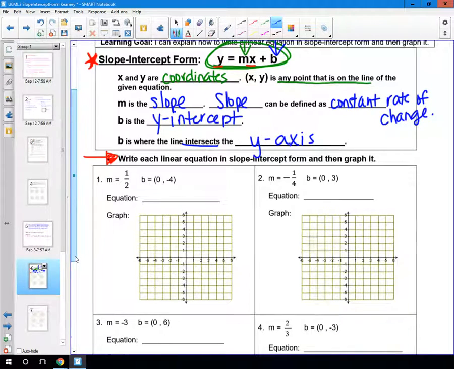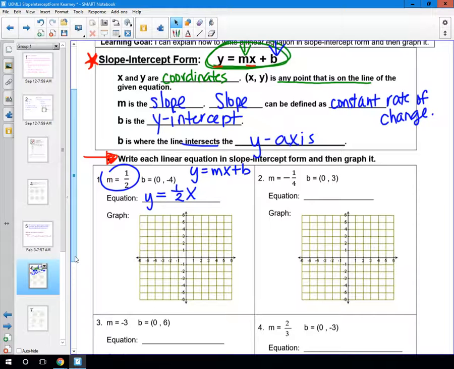Easy peasy, lemon squeezy. First, we know that my equation needs to be in the form y equals mx plus b. I haven't chosen any coordinates, so I'm still going to write y equals, and now I put my m in there. My m was 1/2, so y equals 1/2 times x, and then my b. If you look here, you might be confused because you're thinking, well, that's a coordinate.